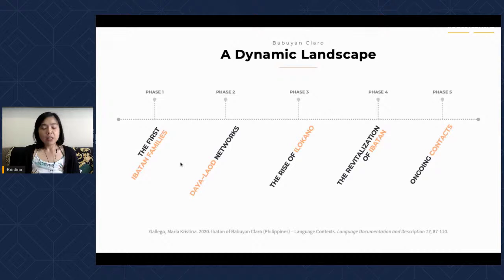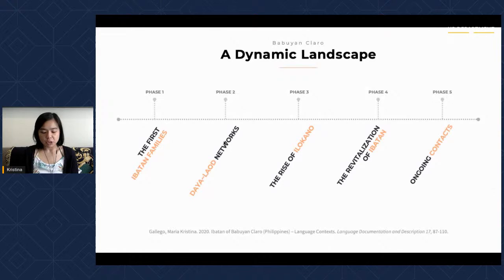During these early years, the tough conditions on the island of Babuyan Claro meant that the people had to rely on each other. And so there was, of course, intense contact across the two ethno-linguistic groups. But ethnographic records show that during these early years, there was still a preference to marry within one's own linguistic group. So this preference towards keeping ethno-linguistic lines separate led to the formation of clusters within the Babuyan Claro network that coincide with patterns of language use and language ideologies.